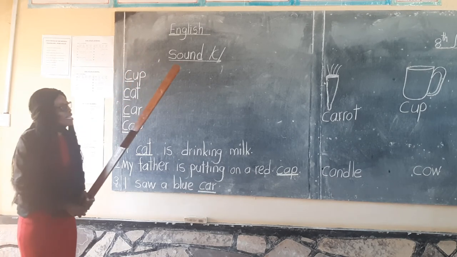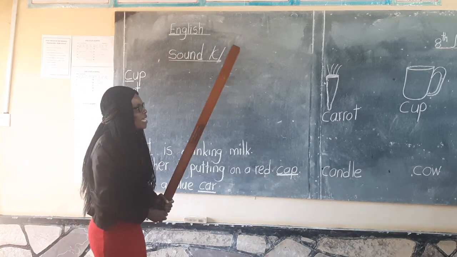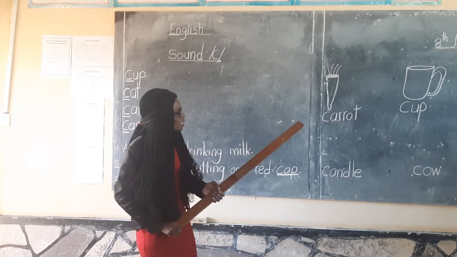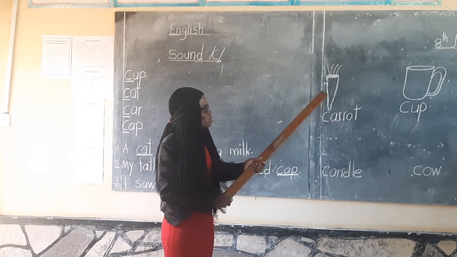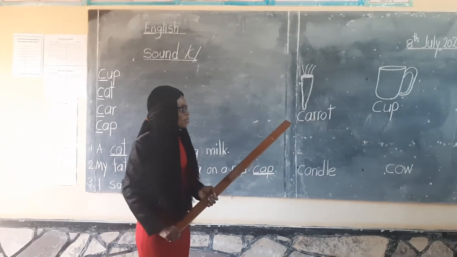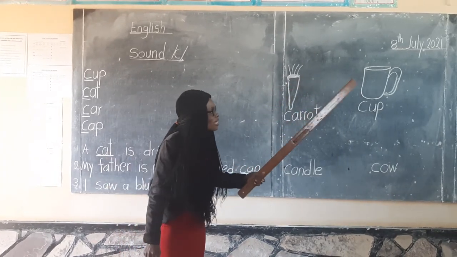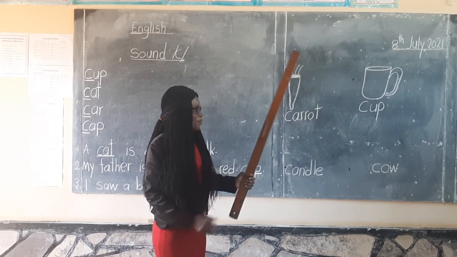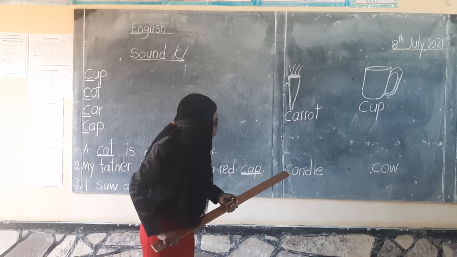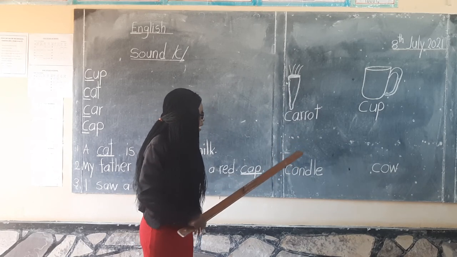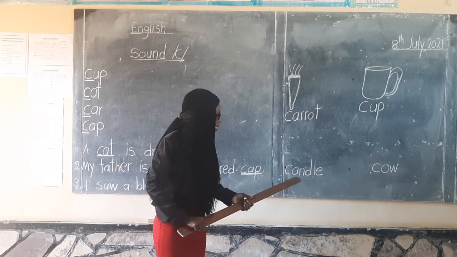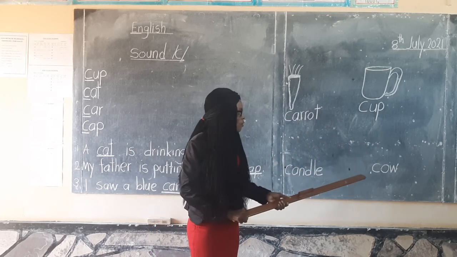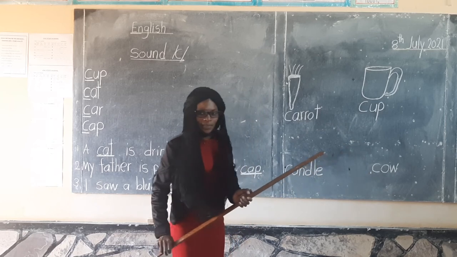Then we have also learned how to draw pictures and write in the words under the same pictures, like the picture carrots and also the word carrots. We have also learned how to draw the picture cup and also the word cup. Now, teacher has told you to draw the picture candle for the word candle and also the picture cow for the word cow. Have you heard?